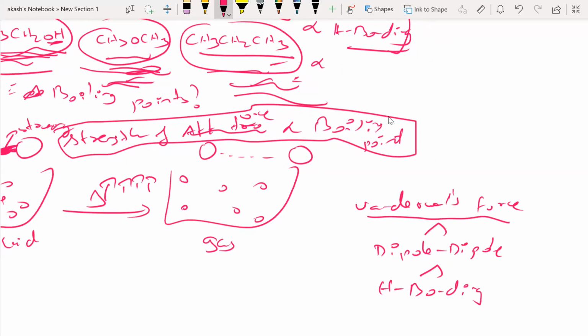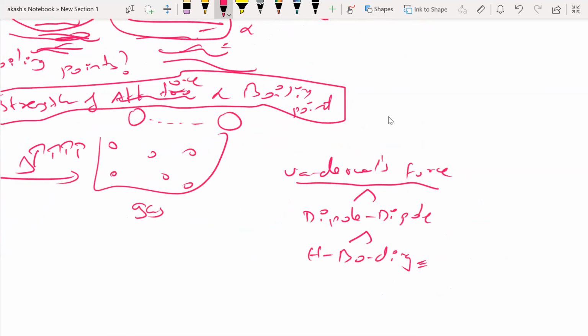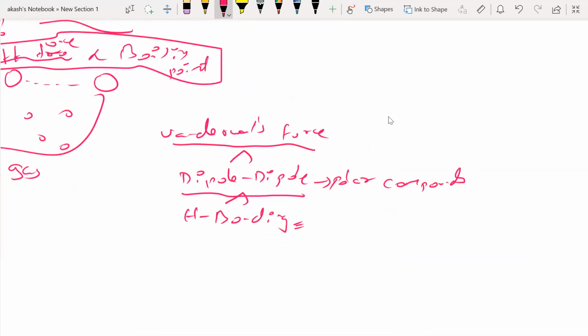Now we know the criteria you have to look for hydrogen bonding. That we already know: a hydrogen donor should be there, a hydrogen acceptor should be there, and only then can you have hydrogen bonding. For dipole interaction, please understand that this is possible only in the case of polar compounds. For example, it is possible in aldehydes and ketones.